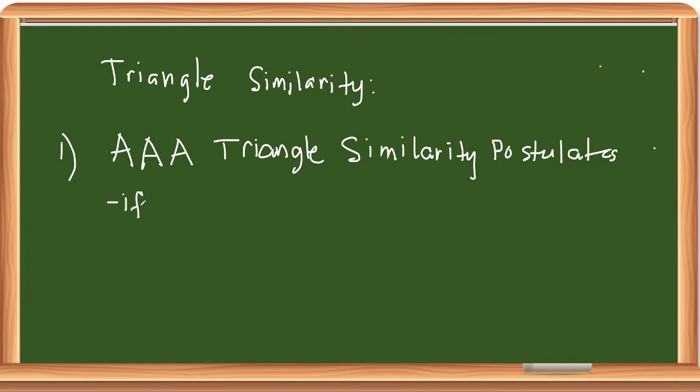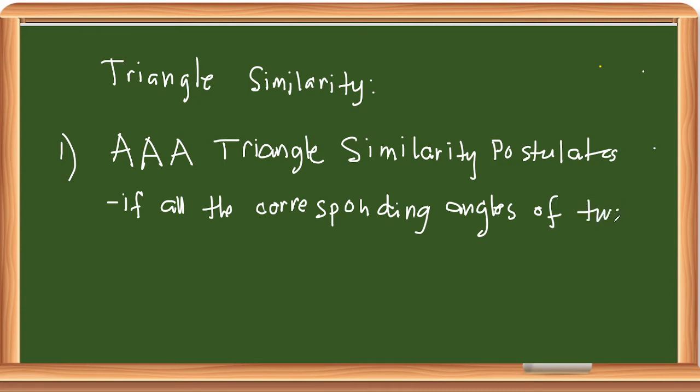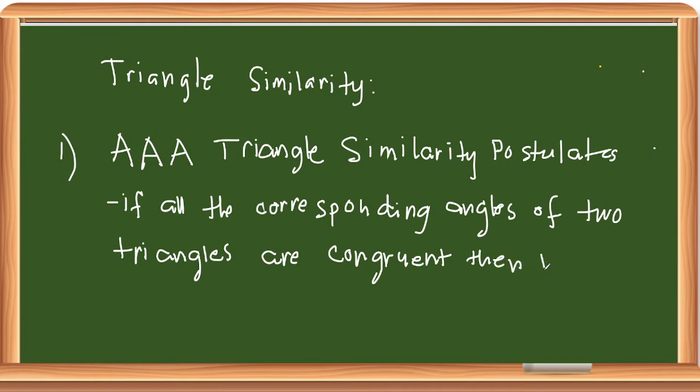So if, ulitin ko, if all the corresponding angles of two triangles are congruent, then, so yung postulate, to congruent, then the two triangles are similar.